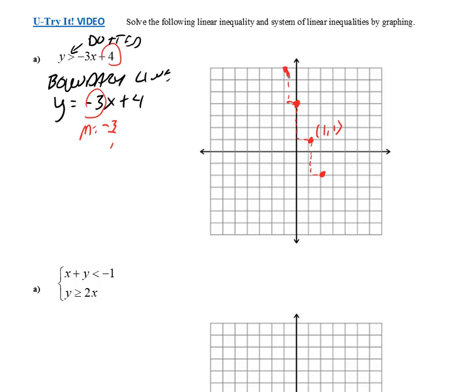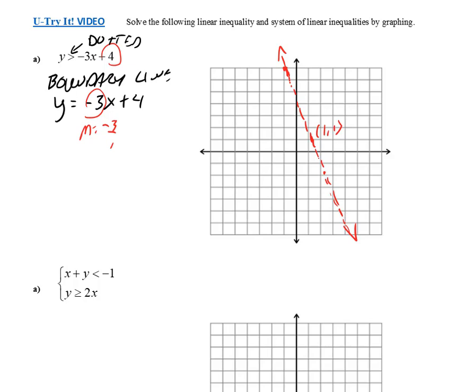So I want to make sure I graph this boundary line with a dotted line. So just some practice with graphing using slope. I'm just going to get rid of those steps so we don't have the stuff in here. Finish off our boundary line.